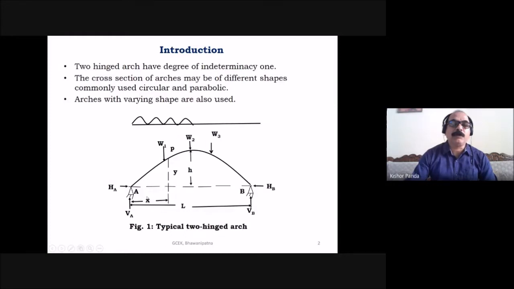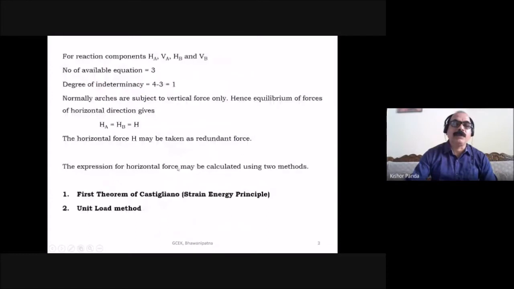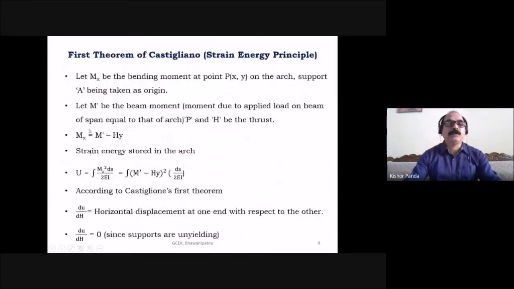So Mx is M' minus H into the vertical distance. You have to find the moment of this horizontal force about the point P. So what is the moment? H into the perpendicular distance y. So the moment Mx is equal to beam moment M' minus H into y. This is the beam moment, taken only by considering the vertical load, and this term is due to the horizontal force acting at the support. So this is the total moment at the point P(x, y).